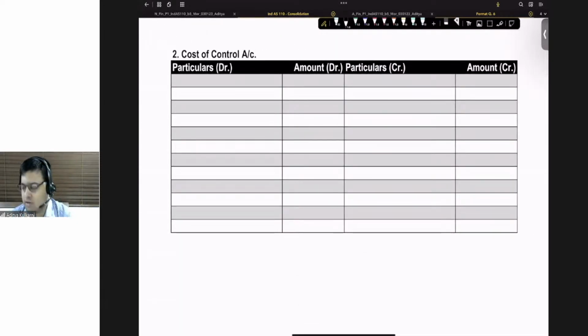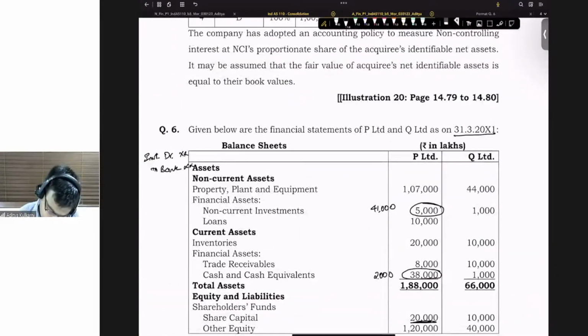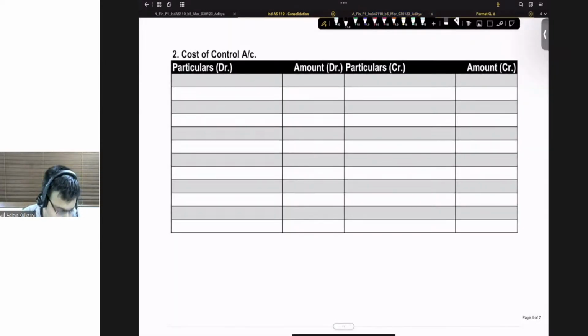The next working note that you will be preparing is your cost of control account. Okay, so here we will eliminate what? The investment in the subsidiary. So 36,000 was subsidiary, 5,000 was others. So this is what will be eliminated in the COC account. Okay. So come to your cost of control account and write here to investment in Q Limited.